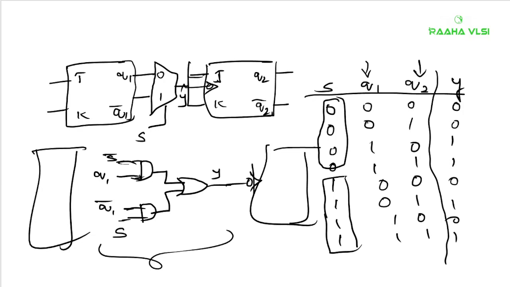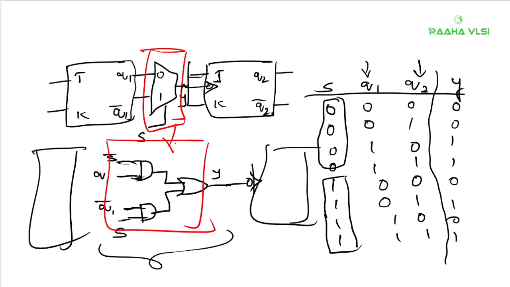Let me just change the color. In the place of this circuit, you can take this circuit also, it is fine. If they ask you to construct the combinational circuit using logic gates, then in place of this multiplexer logic, you can simply write down these two AND gates and one OR gate. Okay, make a note of this and let me know once it is done.